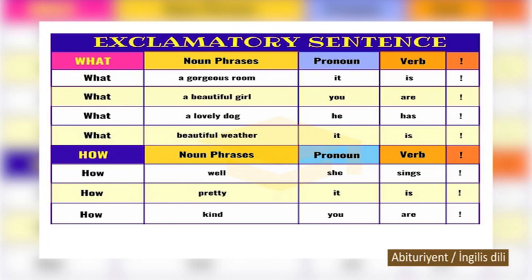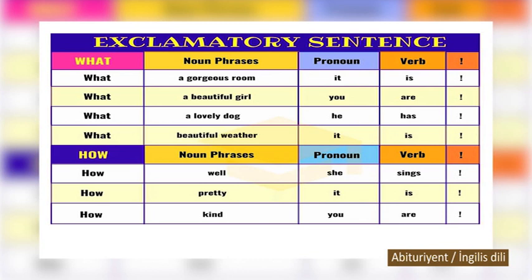And what is the difference between it? With what, the word order is like this. What, then adjective, noun, then pronoun, which substitutes noun. But what about how? How, adjective, and if we need, we use their subject. But what about with what? Subject comes after what. But what about with how? We use how, then comes pretty, or any adjective or adverb.